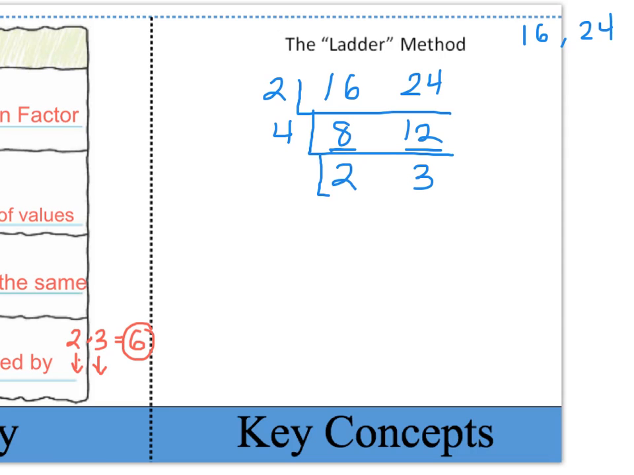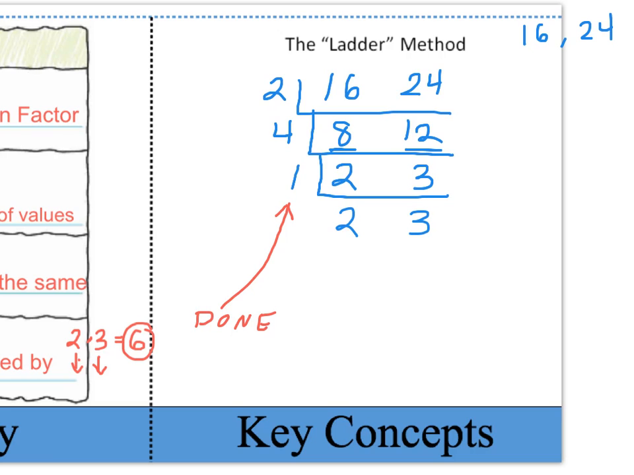We can extend our ladder again and ask ourselves what number goes into 2 and 3 evenly. Well, the only thing that goes into 2 and 3 is 1. 1 goes into 2 twice. 1 goes into 3 3 times. Once I notice that there's a 1 on the left-hand side of my ladder, that is my stopping point, that my ladder is done.